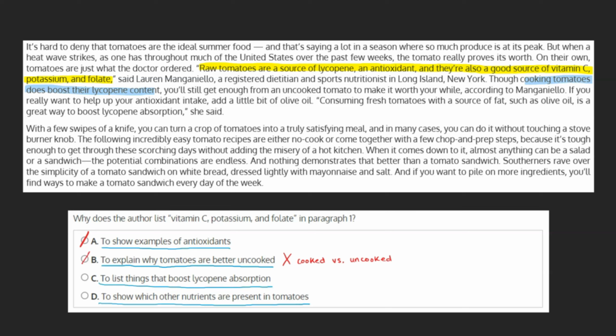And C. To list things that boost lycopene absorption. Later, the text tells us that cooking tomatoes does boost their lycopene content. But that's not the point that's being made here, and even if it were, it has nothing to do with the nutrients being listed, which is what our question is about. This can be marked as incorrect, and our original answer, choice D, can be marked as our final answer.